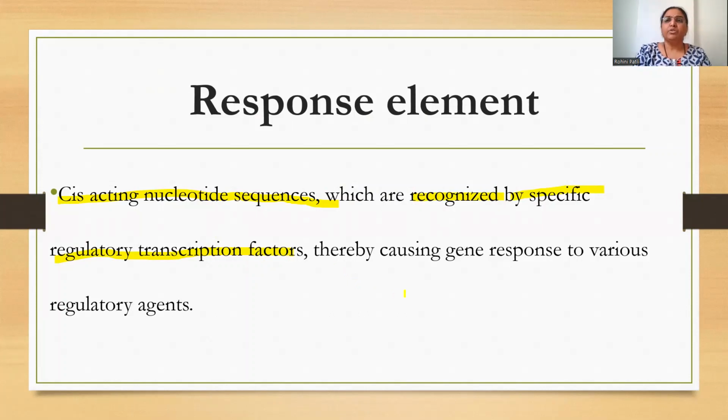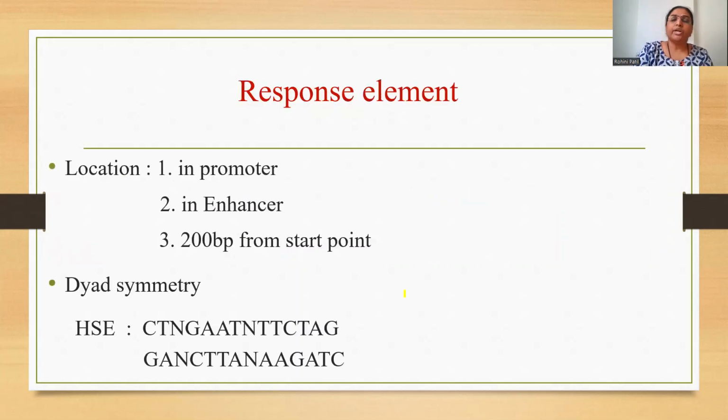Okay, so the response element is a DNA sequence where the activator is going to bind. Where it is located, this response element may be located in the promoter, in the enhancer, or it may be 200 base pairs from the start point of the gene.